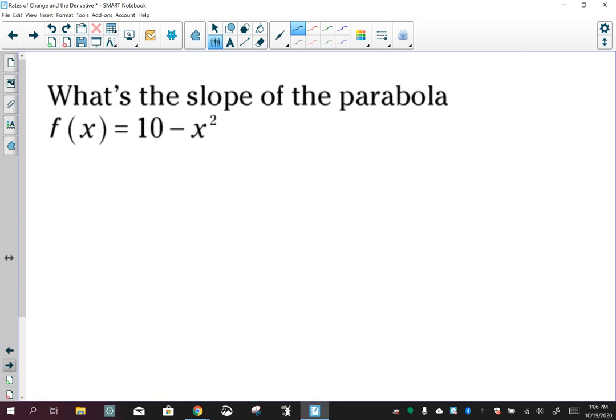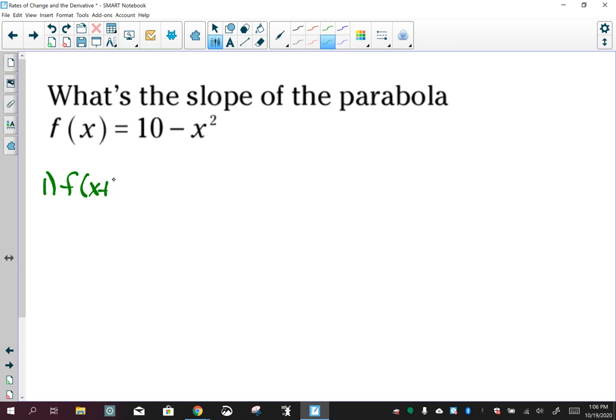So let's look at this. I want to know what's the slope of the parabola f of x equals 10 minus x squared. Now notice it didn't give you a point or anything. It just asked for the slope. So what you're going to have to do is use that difference quotient. And one of the ways to approach the difference quotient is to break it down in pieces. Until you get comfortable with it, I would not recommend doing the difference quotient all in one big swoop.